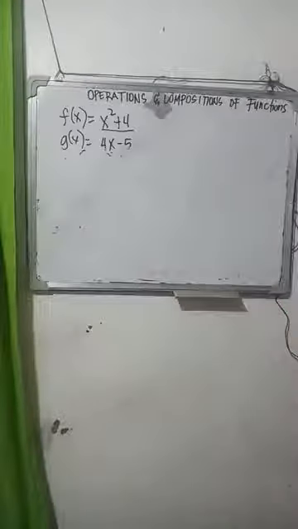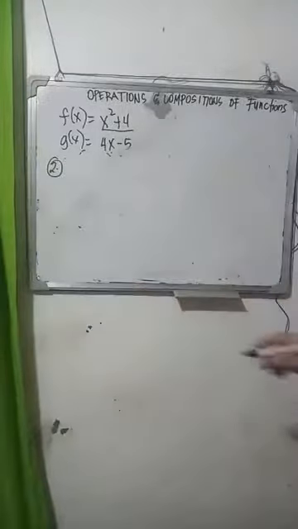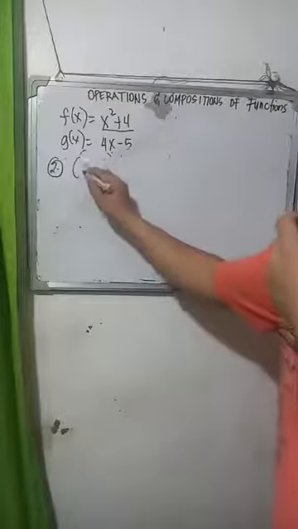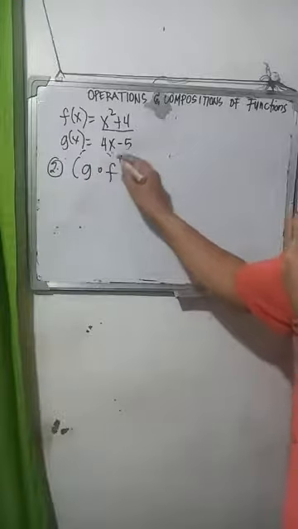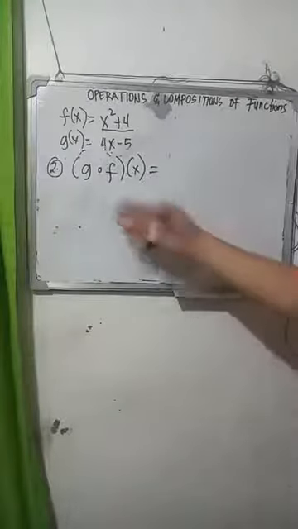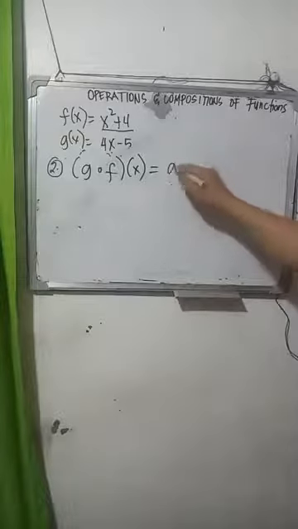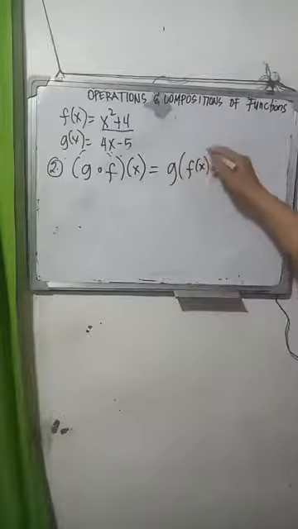Next, we will proceed to number 2. So, that is g composed of f times x. So vice versa lang natin. So pag g composed of f times x, so formula is, that is g of f of x rather. Okay, next.